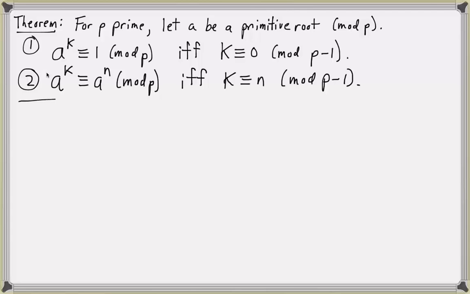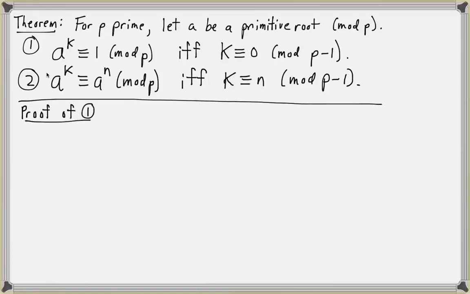So let's first prove statement 1. This is an if and only if statement, so I want to prove the forward implication. So I want to assume that a to the k is congruent to 1 mod p.